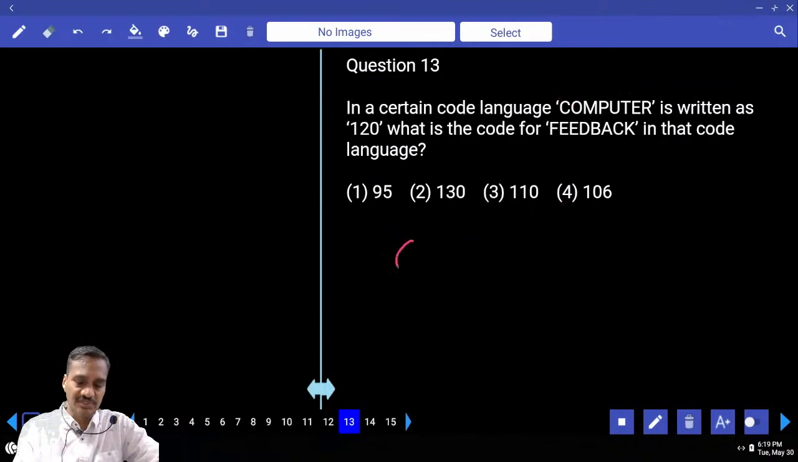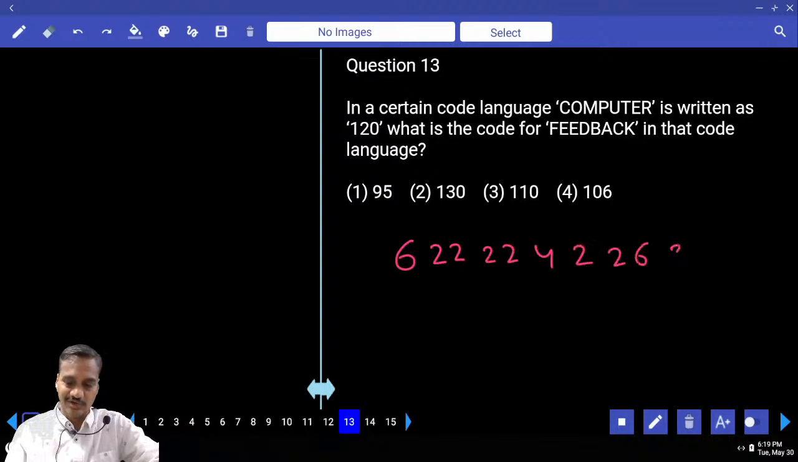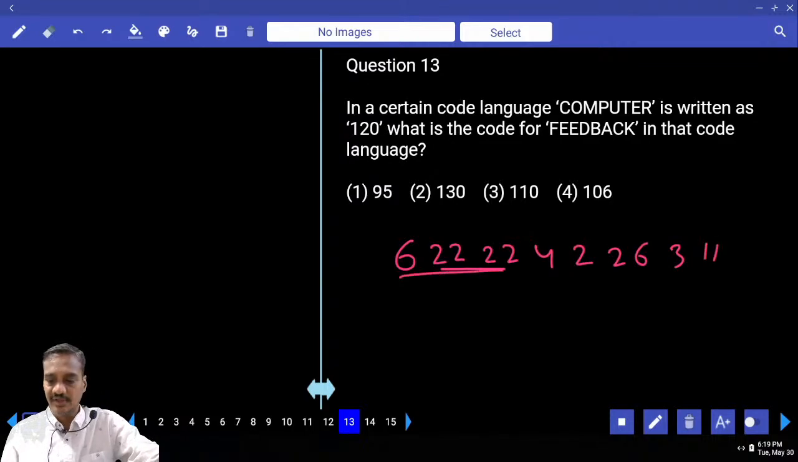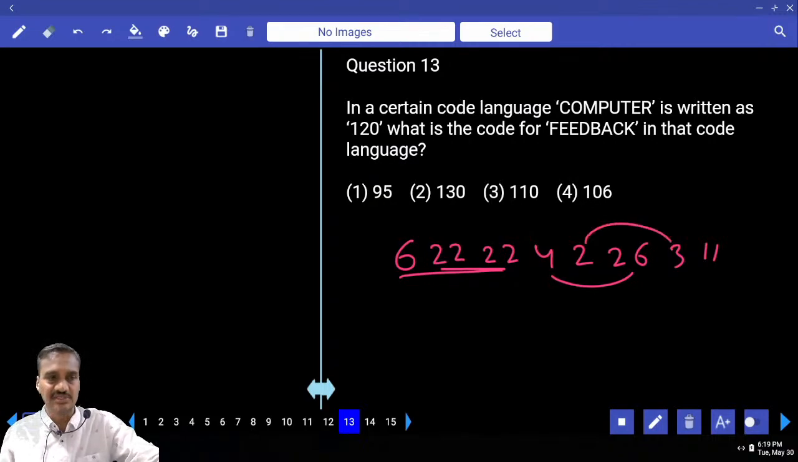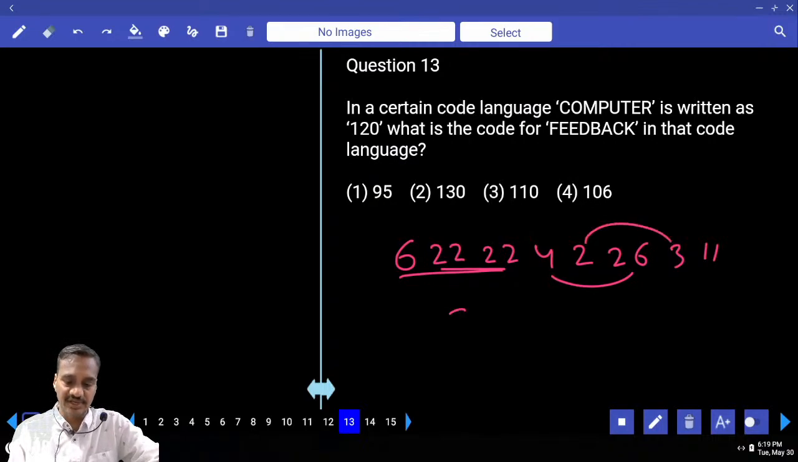In the same way, if F value 6, and this is 22, 22, D is 4, B is 1, 26, 3 and 11. Then 22 plus 22, 44 plus 6, 50. And 50 plus 20, 70. And 70 plus 5, 75. 75 plus 11, 86. 86 plus how much? And 86 plus, then how much to be added here?